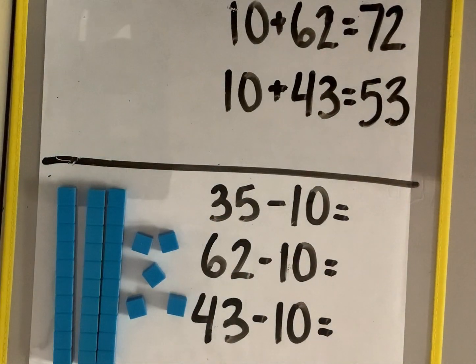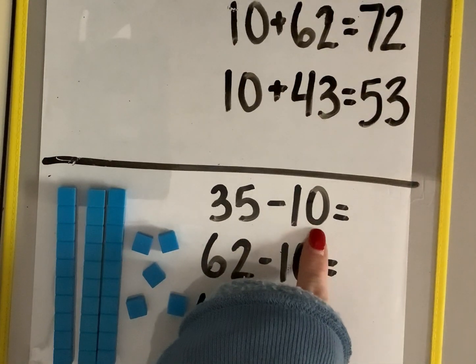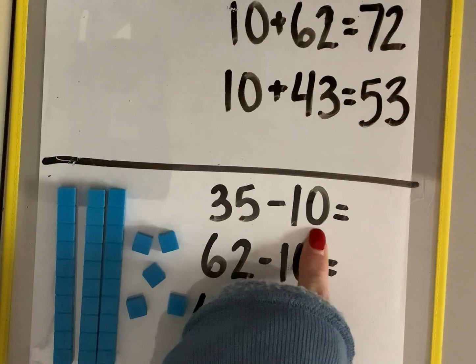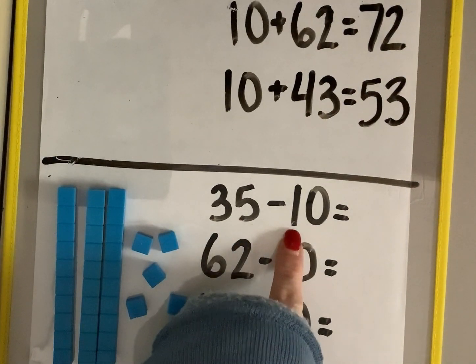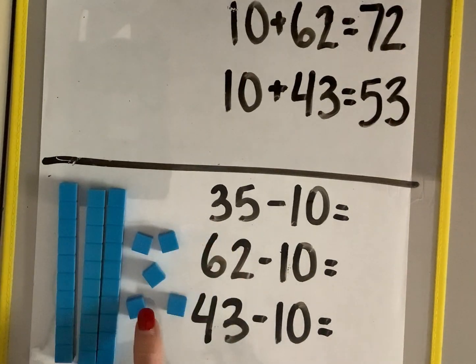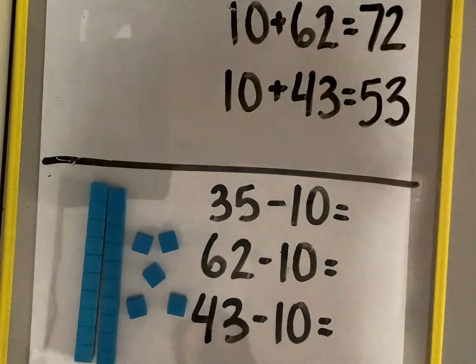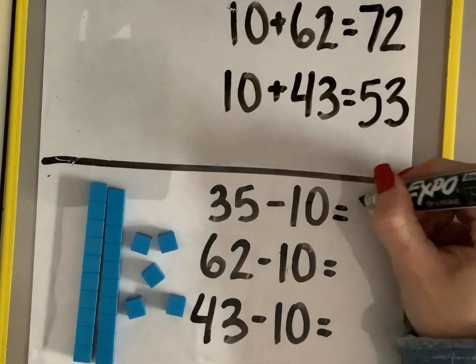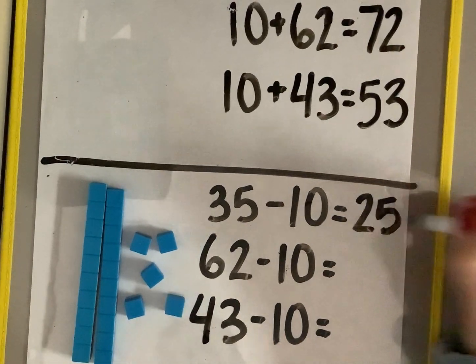Remember, I'm not doing anything to my group of ones, okay? My group of ones is 0 in 10, so I'm not doing anything to them. I'm just taking away one group of 10. I had 3 10s and 5 1s. Now I take one away, and now I only have 2 10s, and I still have my 5 1s.